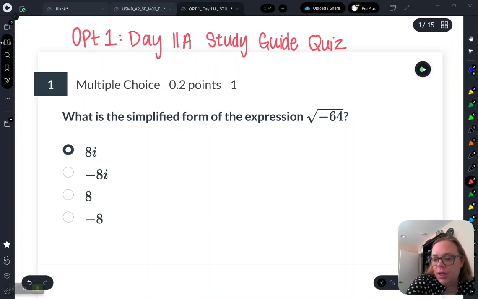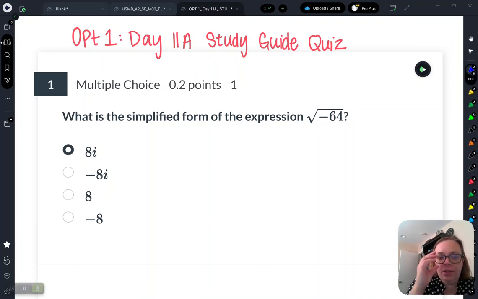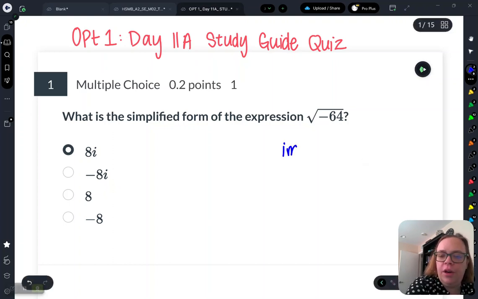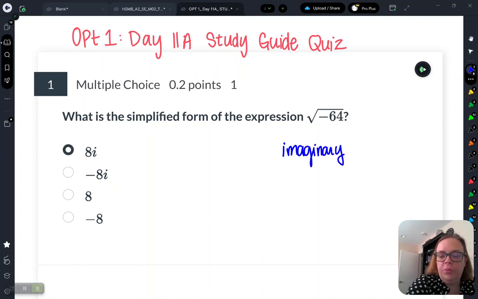So let's get started. So to begin with, it says, what is the simplified form of the expression the square root of negative 64? So when you are square rooting a negative number, we are talking about imaginary numbers. And the most important imaginary number is the imaginary unit I. I is the square root of negative 1.